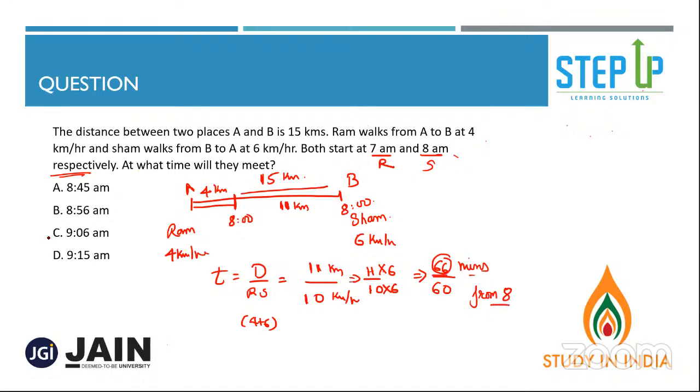66 minutes from 8 o'clock. So that will be 9:06, or 1.1 hours. So 1.1 is nothing but 1 hour and 0.1 of 60. 0.1 part of 60 is what? If 100 part is 60, then 0.1 part, or 10%, is what? 10% is 6. I hope it's clear.